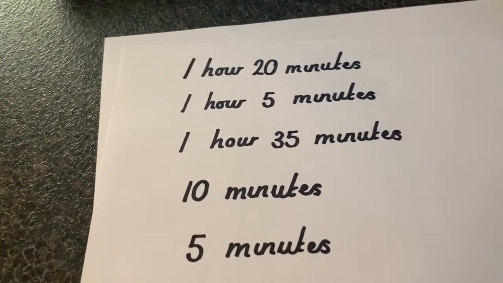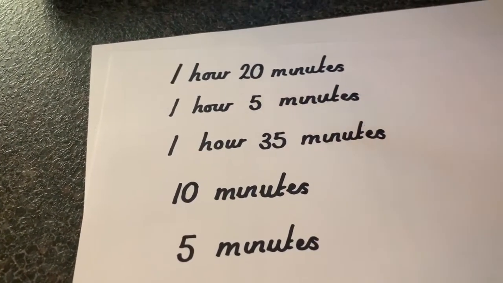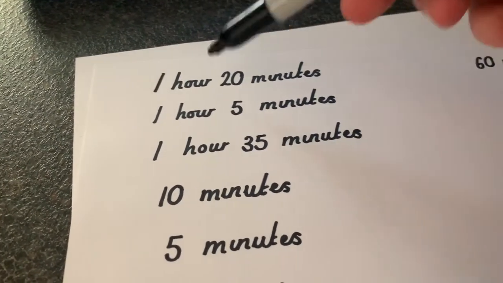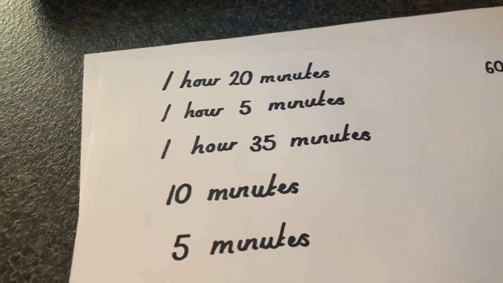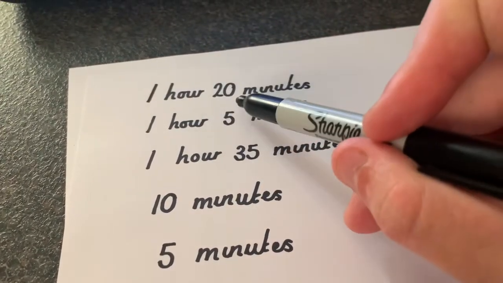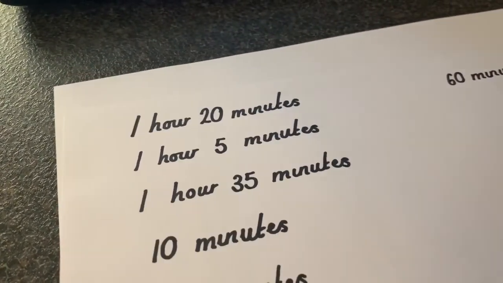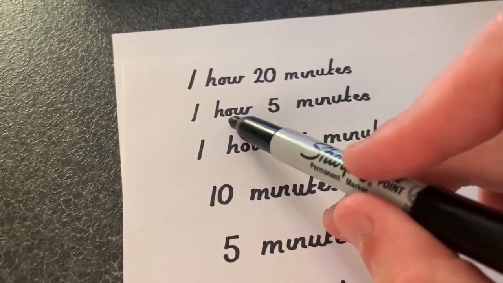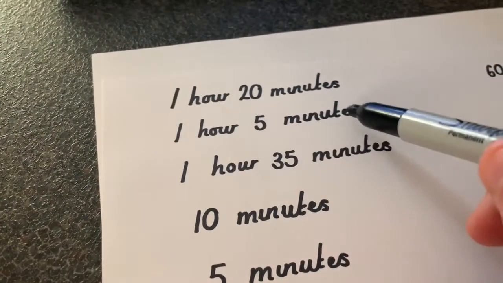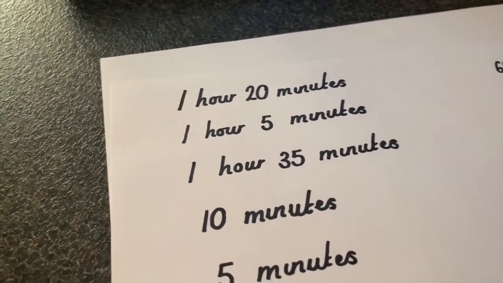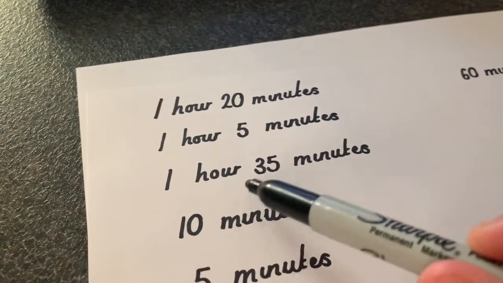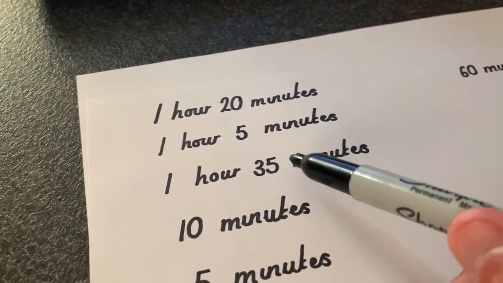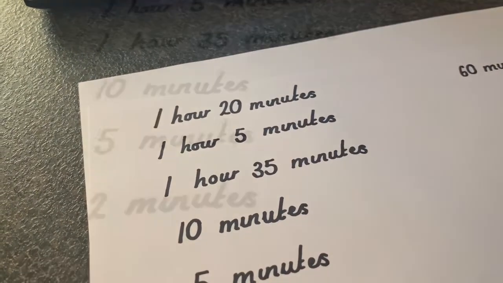And once we've done that, that's the hard bit. All we have to do is add on the additional amount. Now, mentally, we know that 60 add 20 is 80 minutes. So we can say that 1 hour, 20 minutes is equal to 80 minutes. Again, 1 hour equal to 60 minutes, so we know that 1 hour and 5 minutes is equal to 65 minutes. And lastly, 1 hour and 35 minutes is 60 plus 35, which is 95 minutes.